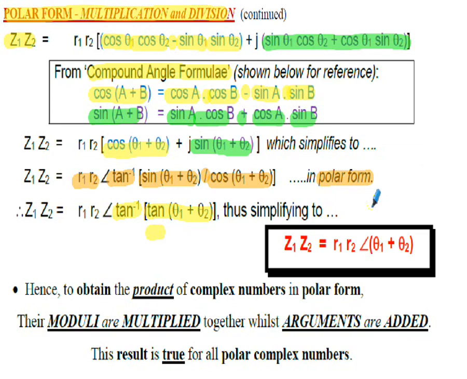So we end up with a final solution: the complex number z1 multiplied by z2 is written as r1 multiplied by r2, the moduli multiplied together, and then the arguments, the angles, added together.